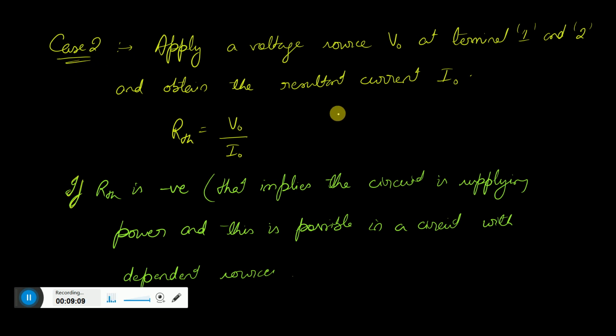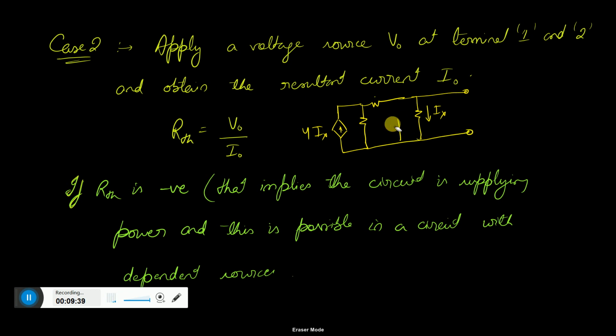Let us say in a network there is a dependent current source with a value like 4Ix, and now some resistance is there. Another we can add one more, with a resistance, and I will say that this Ix is nothing but the current here. Now let us say a voltage source is connected like this. Now somewhere it is asked to find the value of RTH.